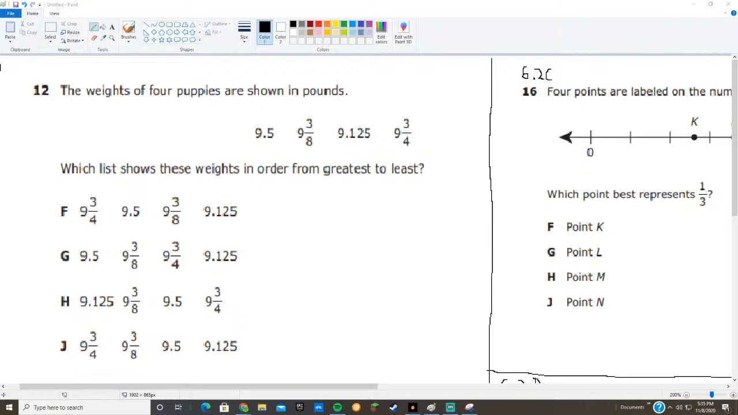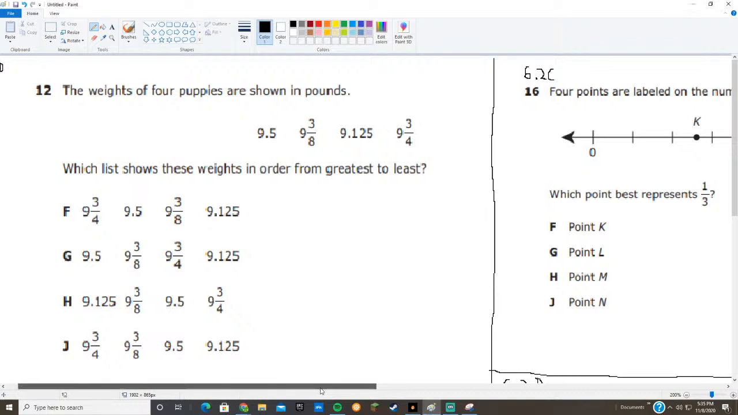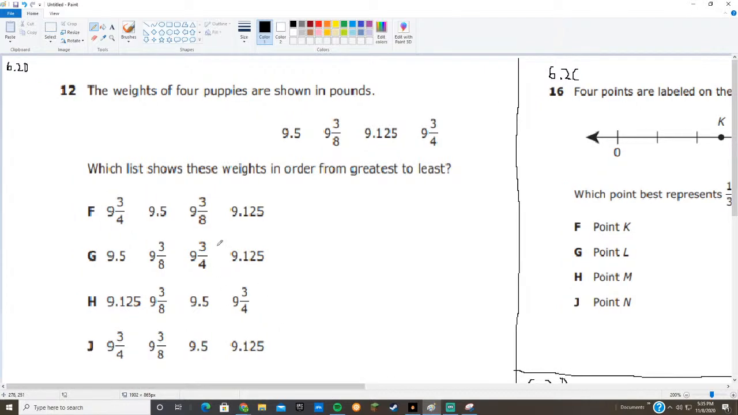So, question number 12, which is TEK 6.2D. The weights of 4 people are shown in pounds: 9.5, 9 and 3/8, 9.125, and 9 and 3/4. Which list shows these weights in order from greatest to least? So we'll start off with the greatest and then go to the least.